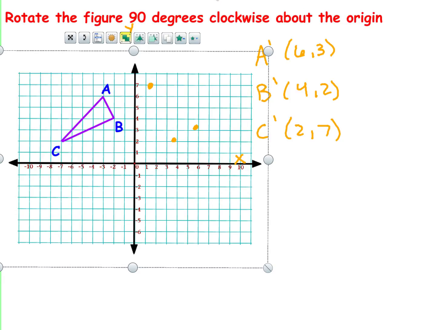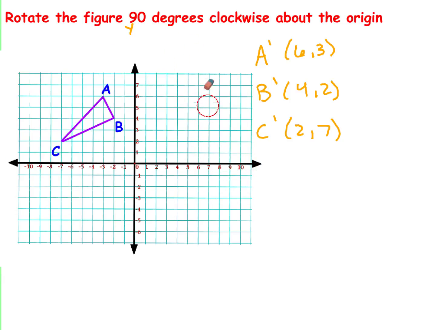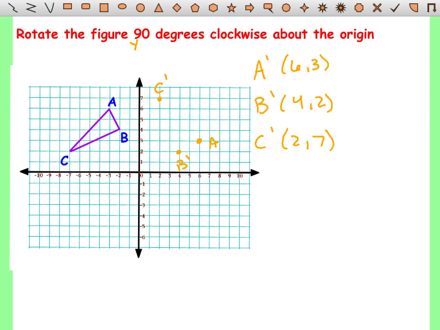Now I can go ahead and plot these 3 points to show what my new image is going to look like. So A prime is at 6, 3, 1, 2, 3. B prime, 4, 2. And C prime is at 2, 7. And I'm going to label all these too. So here's C prime, B prime, A prime. And now I get to connect all these to show what my new image looks like. And there we have it.